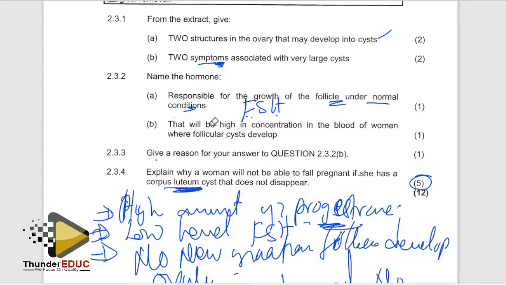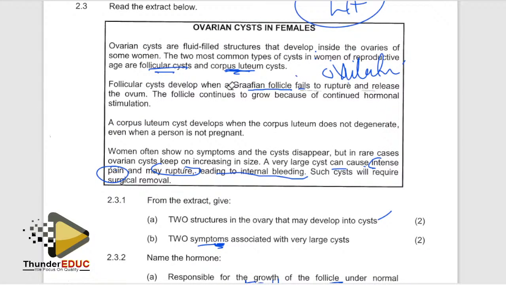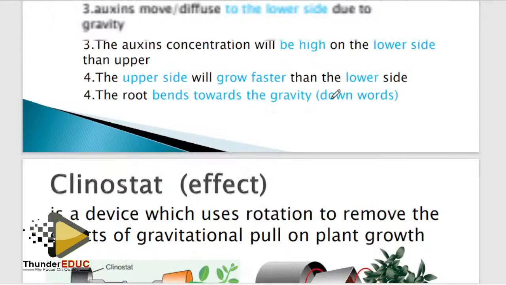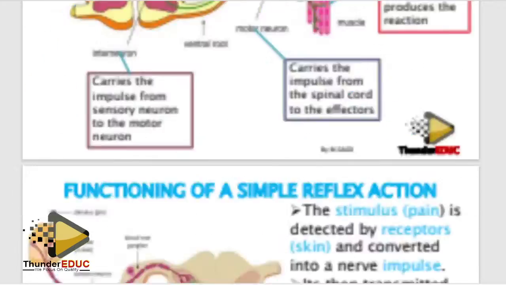Let me see if I can detect the confusion you're having. Name the hormone that will be high in concentration in the blood of a woman where the follicular cyst develops. Now come back here and find out, when does the follicular cyst develop? They're saying that the follicular cyst develops when the Graafian follicle fails to rupture. When does the Graafian follicle fail to rupture? Let me show you in the distinction material so that you understand better. Because I told you, in the distinction material, there is no way they're going to ask you a question and you will fail to answer it.